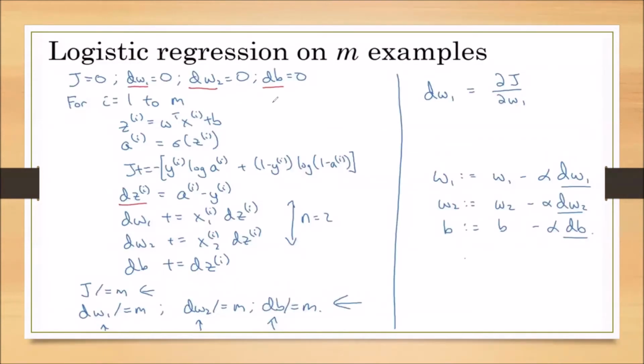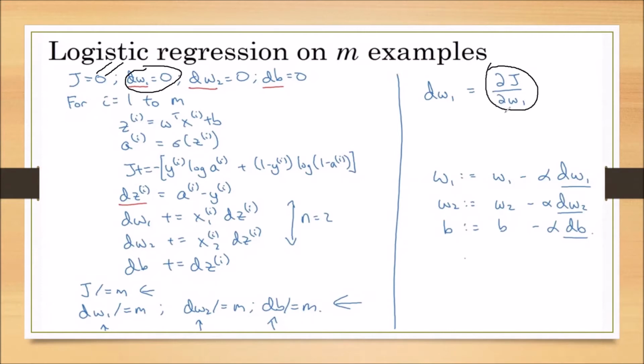Now we are discussing how to write the code for this. Initially the cost function value is 0. Initially we are taking dw1 equal to 0. What is this dw1 in reality? It is the change in the cost function with respect to dou w1.